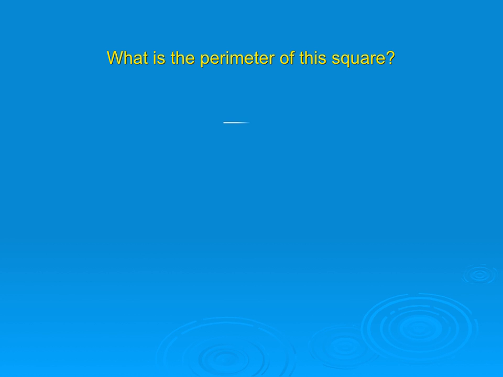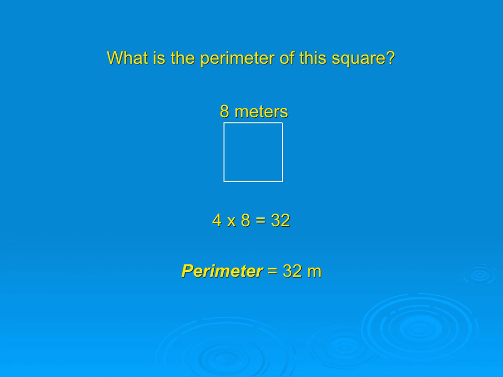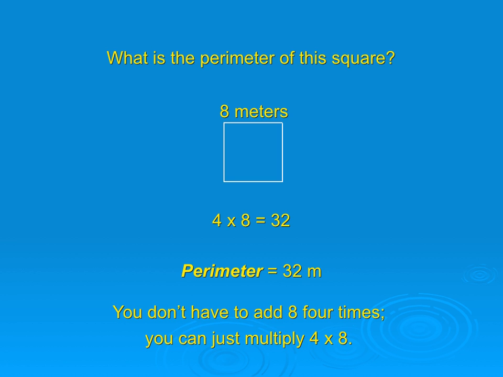What is the perimeter of this square? Well, the top side is 8 meters. It's going to be 4 times 8, which is 32. Perimeter would be 32 meters. You don't have to add 8 four times, 8 plus 8 plus 8 plus 8. You can just multiply 4 times 8.